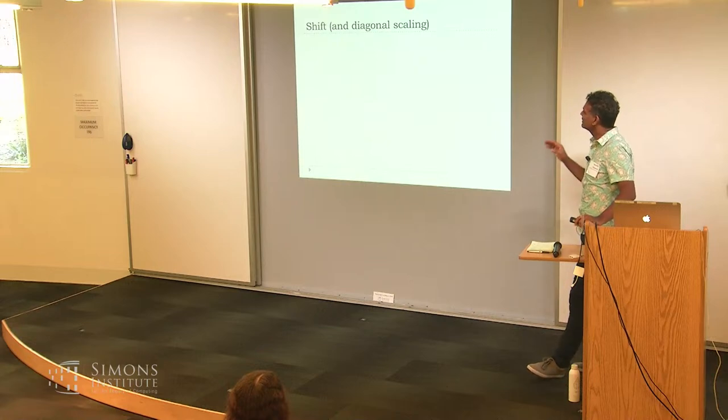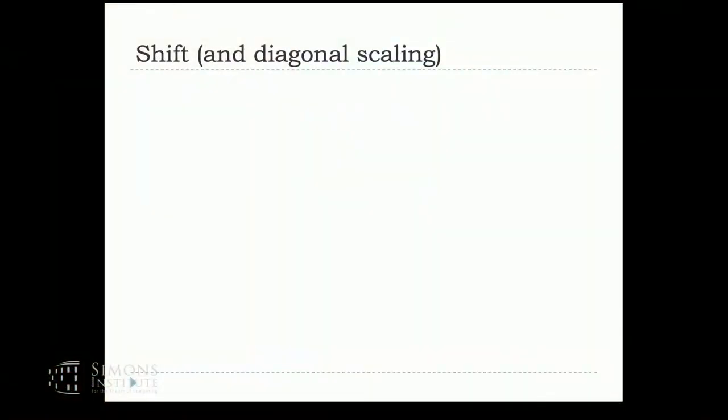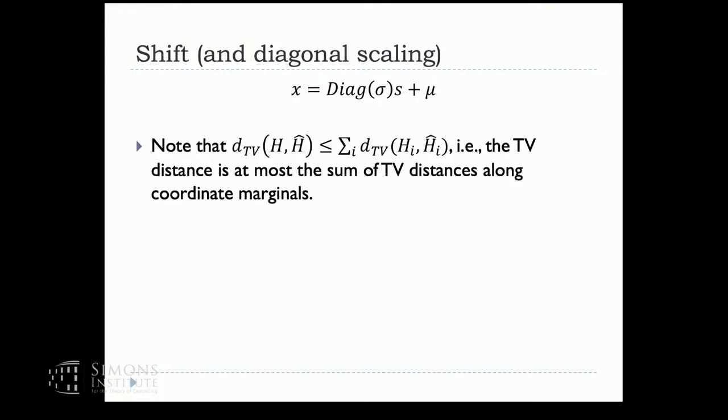Okay. So let's take the simple case again. Shift, but I'll also throw in diagonal scaling. You're allowed to shift, but also scale individual coordinates. It can become a box. So first thing to note is that certainly the total variation distance between the true box and any other box is at most the sum of the distances along every marginal. So if I just bound the total variation distance along every marginal, that's just a union bound. It's an upper bound.